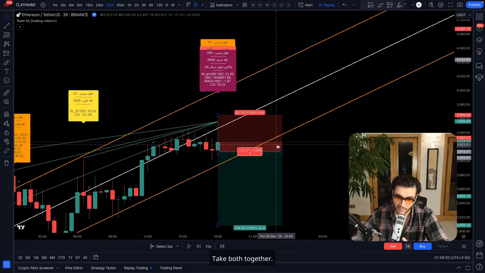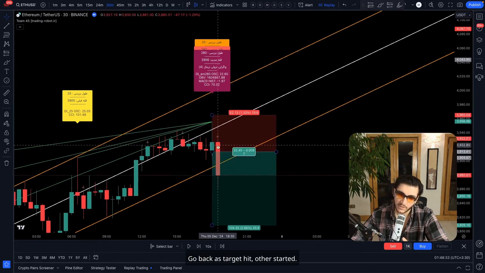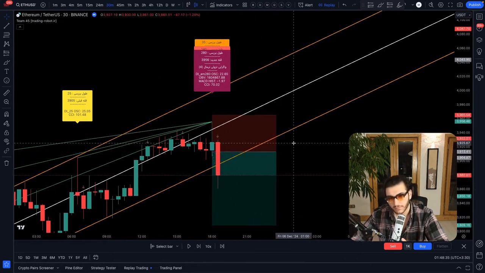Let's see what it gave us. Another position here. Take both together. Go back as target hit. Other started. Take both until robot loads. Good.